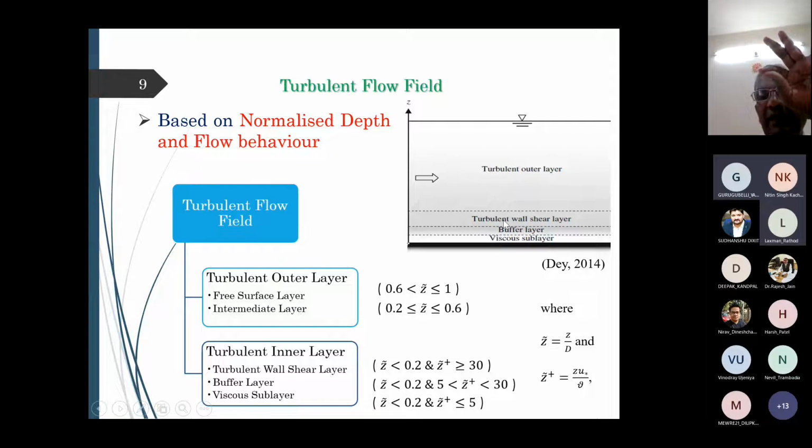So very close to the bed we have the viscous sublayer, then the buffer layer, then the turbulent wall shear layer, and then in the main flow region of the channel, we have the turbulent outer layer. This is the kind of distribution of the flow. The viscous sublayer, buffer layer, and turbulent wall shear layer together are called the turbulent inner layer, consisting of these three components. The turbulent outer layer consists of the free surface layer and the intermediate layer. This is the description given in Subhas's day book, and that is very good on this morphodynamics book available.